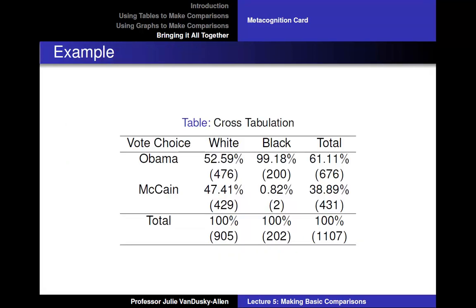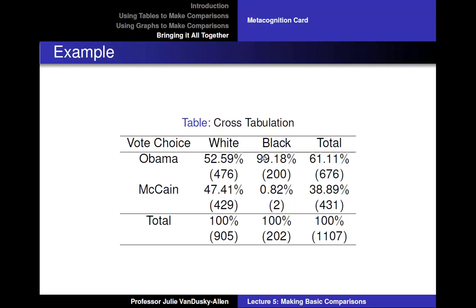Using data from the GSS dataset, I created a crosstab of vote choice and race. I placed the dependent variable categories Obama and McCain in the appropriate rows. I placed the independent variable categories white and black in the appropriate columns. I added a total row and a total column. I calculated how many observations fit into each cell. For example, there were 476 survey respondents who said they were white and voted for Obama. Then I calculated column percentages for each of the cells.